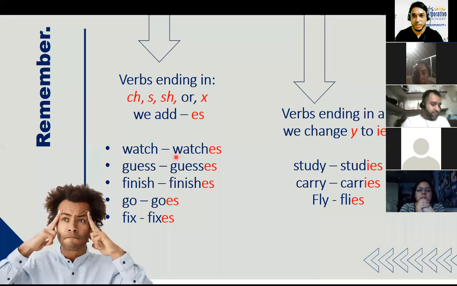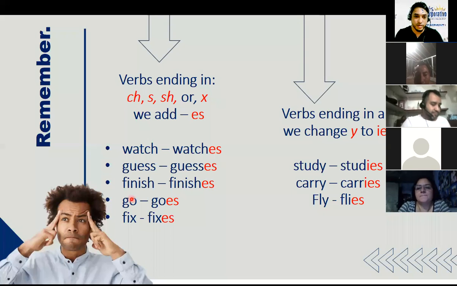For example, she watches, he watches, my father watches TV. We add the letter E and the S. As well, when the verb ends with S, we add the ES as well. And when it finishes with S and H, always we add ES.